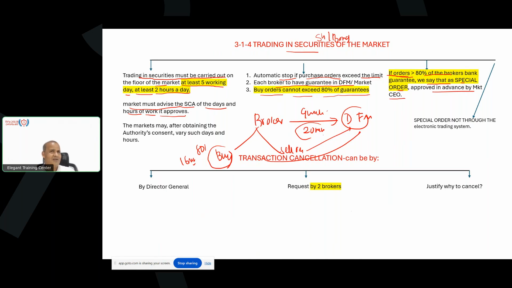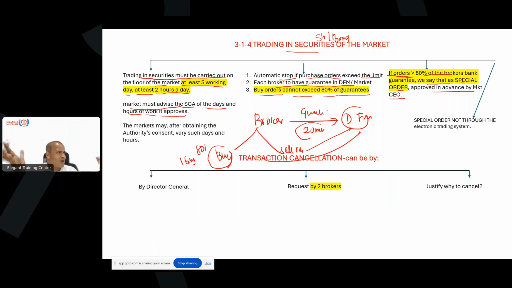Clear? So what is special order? Any order exceeding 80% is called special order. And to execute that order, the brokerage company must send an email to the market: please approve this order. So the market has to approve in advance. Clear? Basically, if your limit is now hit, orders will not go to the system. So you have to take approval, and the market will allow you.